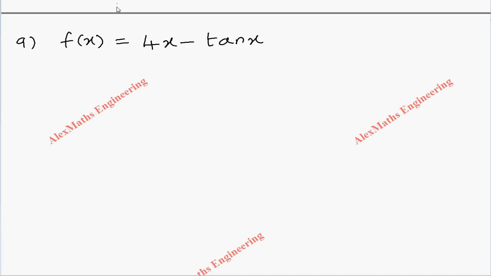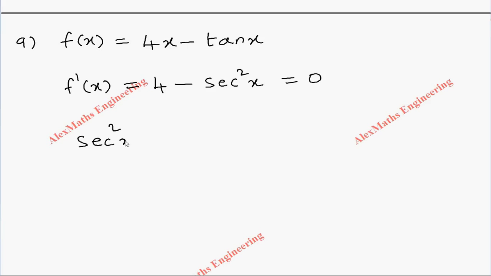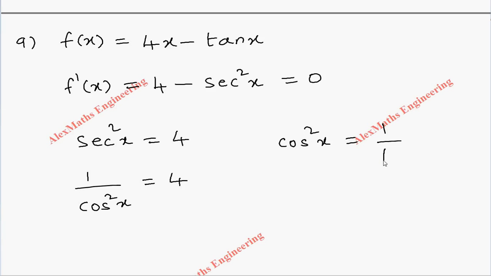We have f of x is equal to 4x minus tan x. F dash of x equal to differentiation of 4x is 4 minus tan x differentiation is secant square x. As per the procedure, we equate to 0. From this, we get secant square x equal to 4, but secant square x is 1 by cos square x, which is equal to 4. By taking reciprocal, we get cos square x equal to 1 by 4. Again, cos x will be plus or minus 1 by 2.